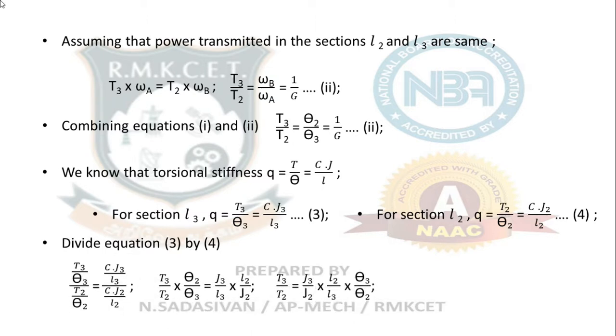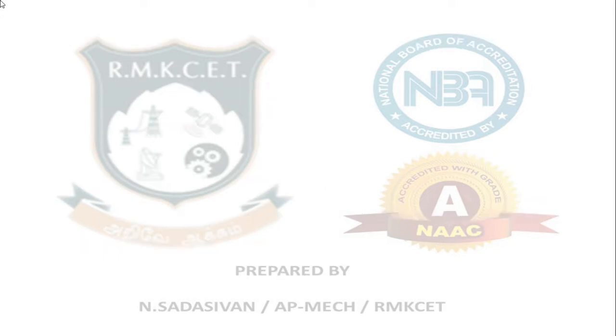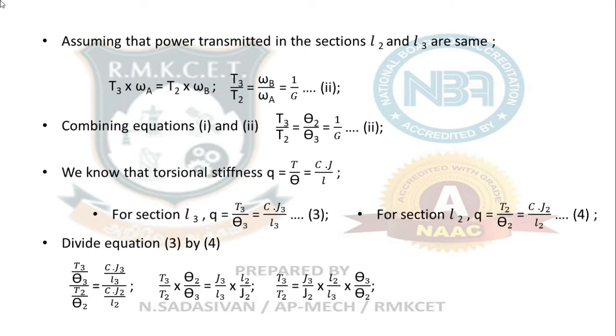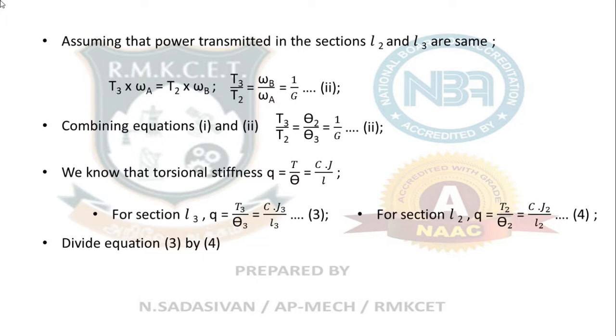So finally we will end up with something like this. One minute, I will show you slowly. I have two equations. Torsional stiffness is nothing but T by theta, from the torsion equation of the strength of materials. You know T by theta equal to Cj by L.